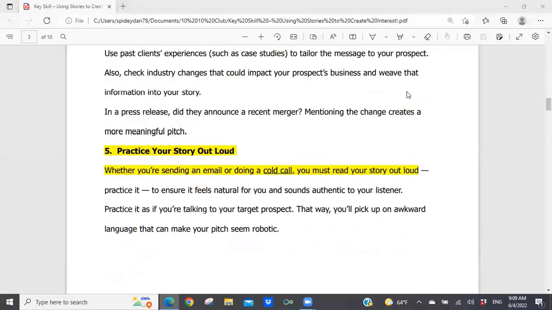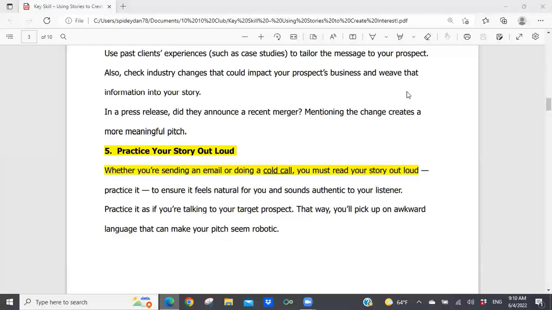And then number 5, practice your story out loud. I've talked about this over and over and over. Every time I write a video script, I read it out loud. Whether you're sending an email or doing a cold call, you must read your story out loud.